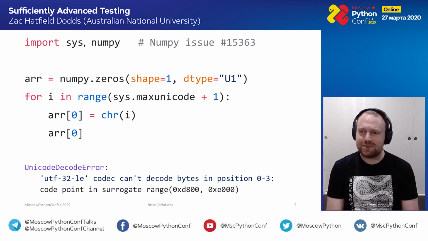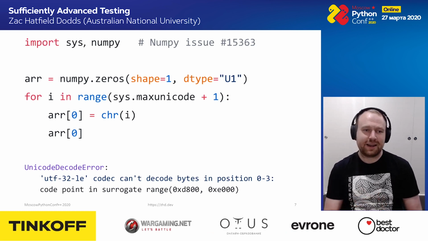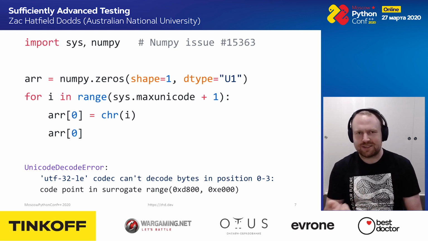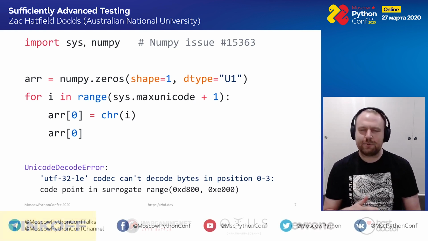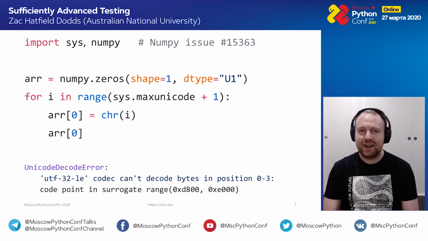This is a simple test case I put together for NumPy because I've had some trouble with Unicode arrays in the past. We simply create an array that holds one string of a single character, and then we iterate over every Unicode character except the null character because the strings are null terminated, and we check that we can put the string into the array and then access it and get it back out.